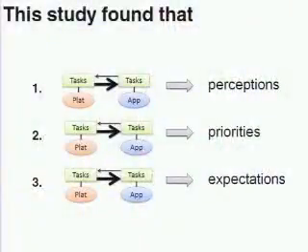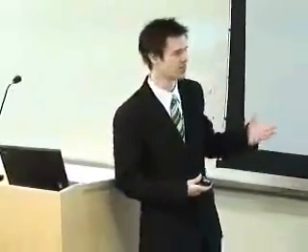So this study found 3 things. That task asymmetry affects our perceptions. The task asymmetry affects our priorities, how we prioritize our work. And task asymmetry affects our expectations.